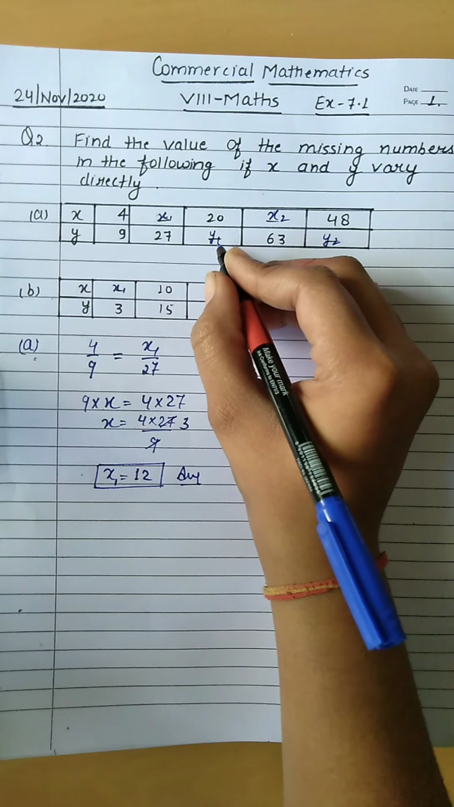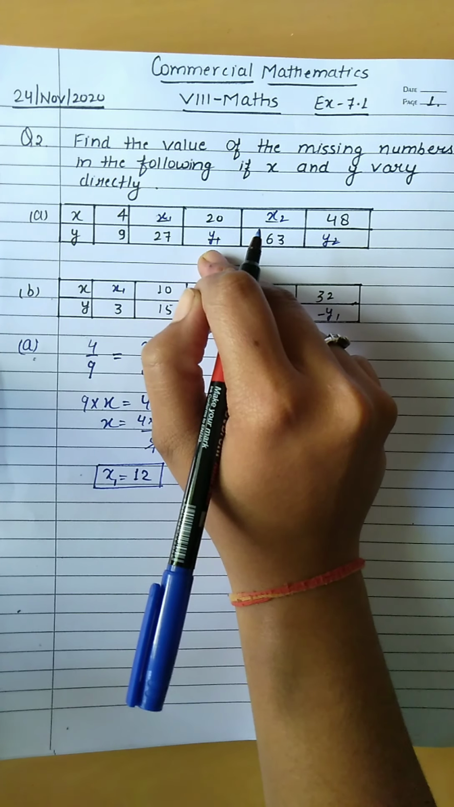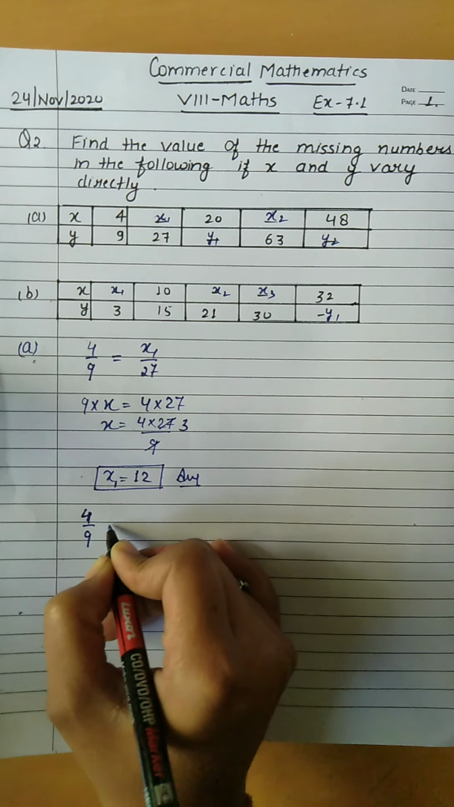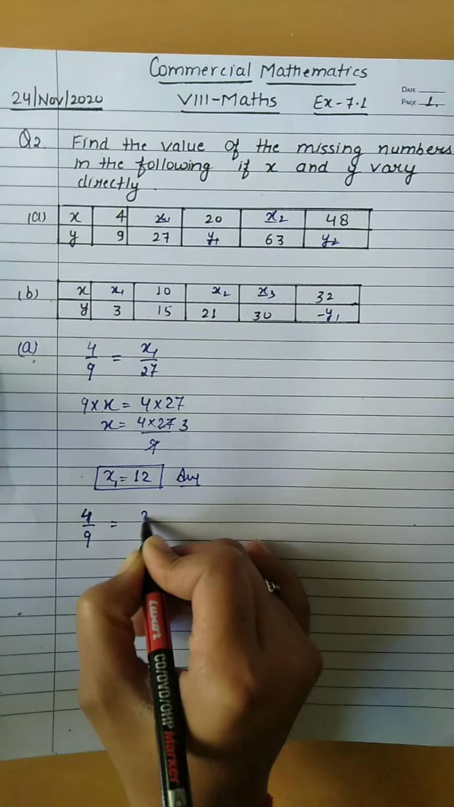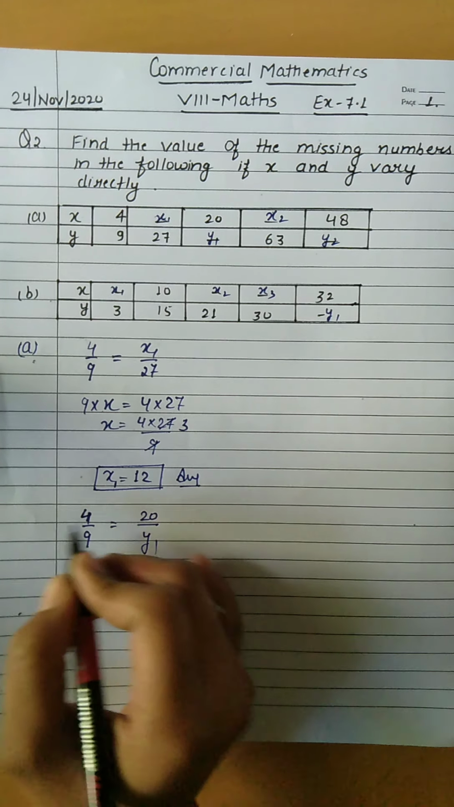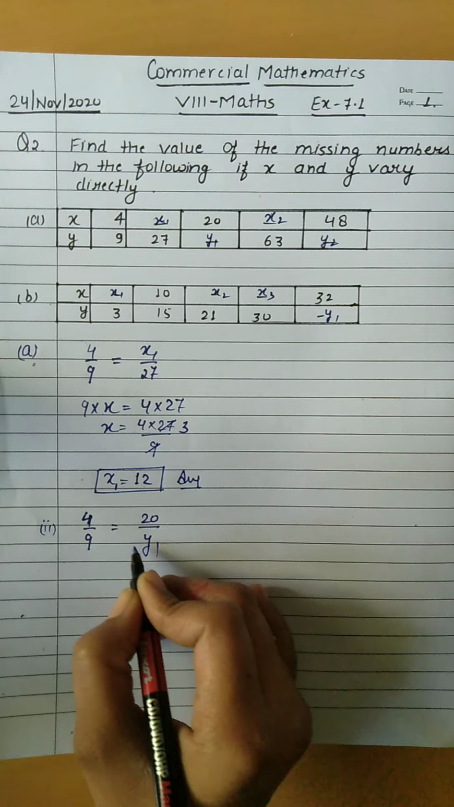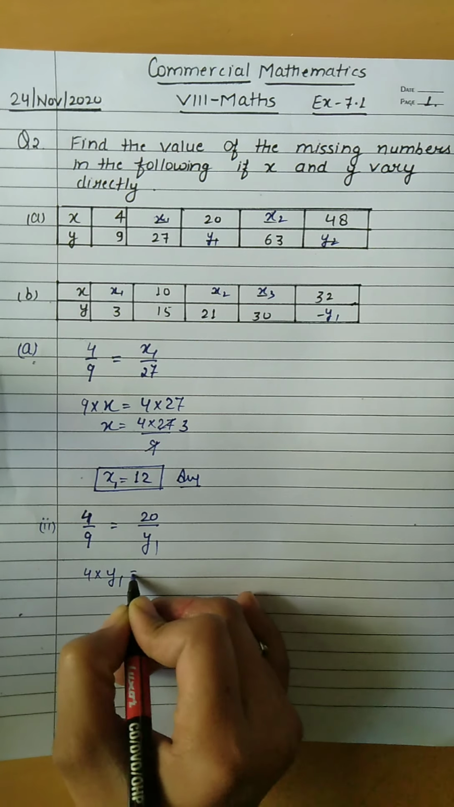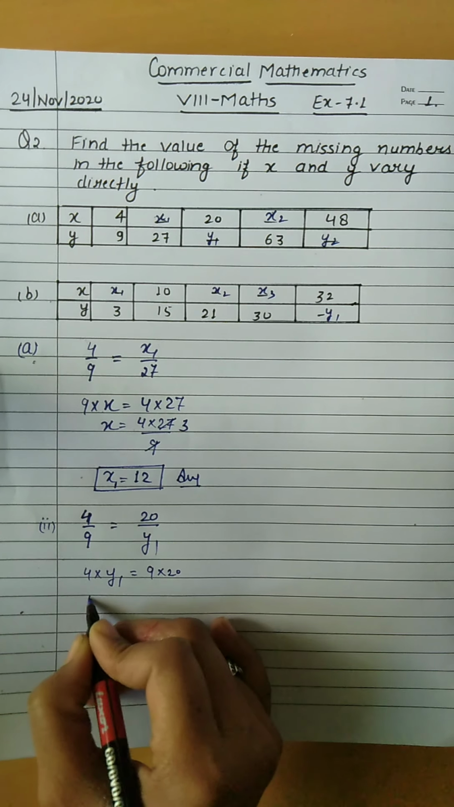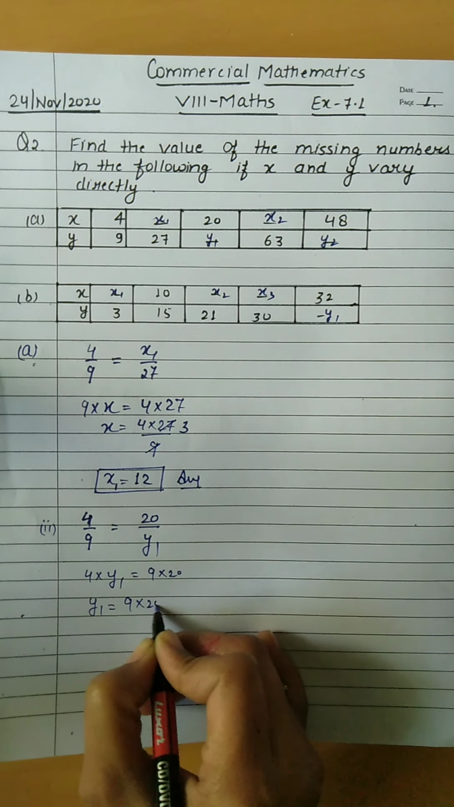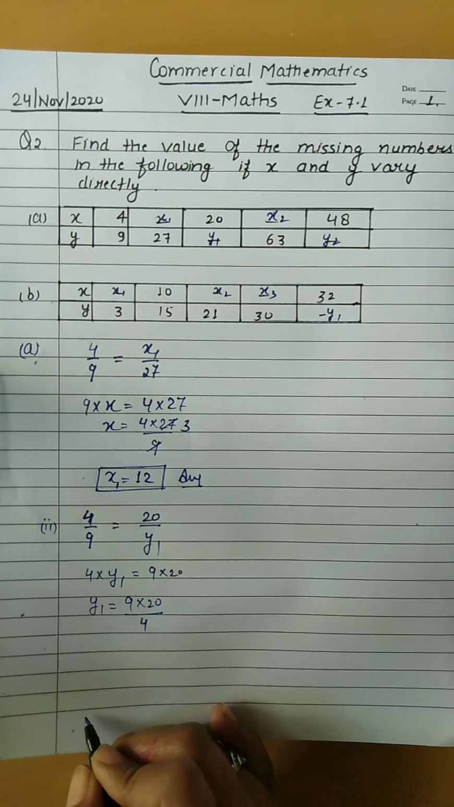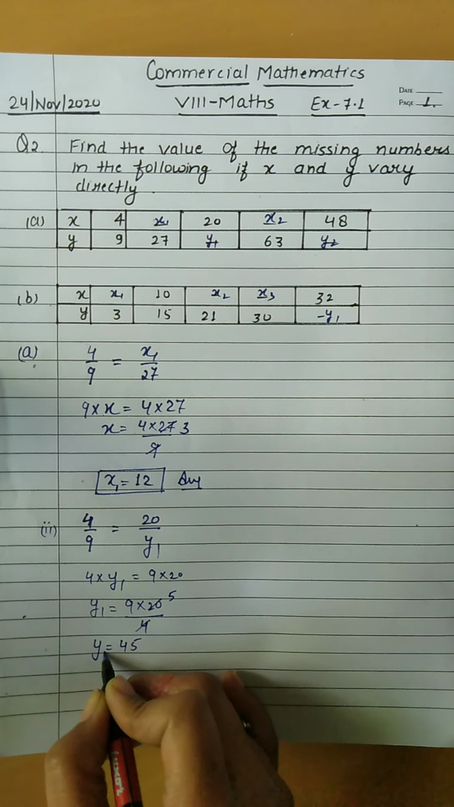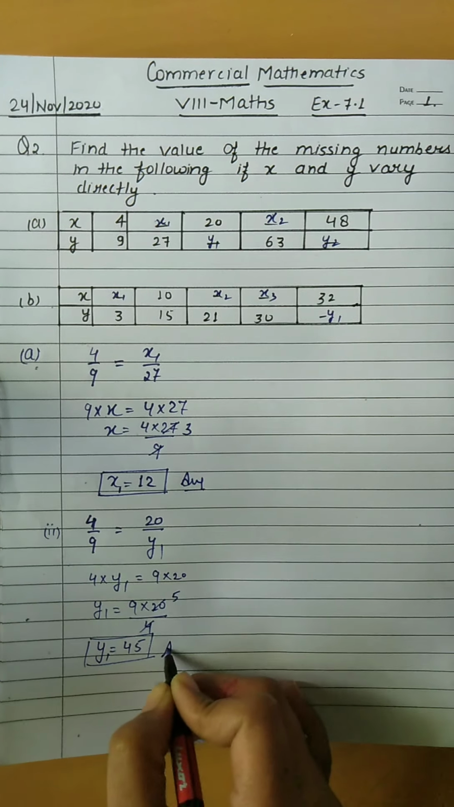And the next one is y1. Okay, so now we have to find the value of y1. Okay, so we can write as 4 upon 9 is equal to 20 upon y1. Okay student, that is the second part. And students, we can do cross multiply. So 4 into y1 is equal to 9 into 20. Okay students, so y1 is equal to 9 into 20 upon 4. Okay, so 4 5s are 20, that means y is equal to 9 5s are 45. So that is the value of y1.